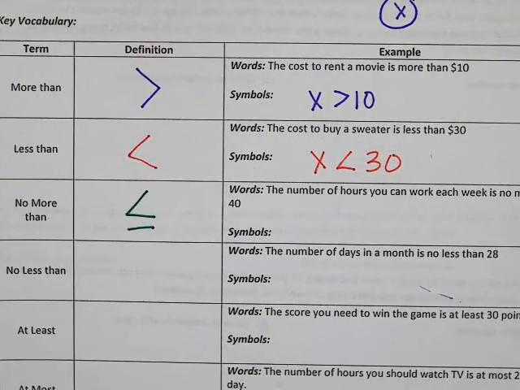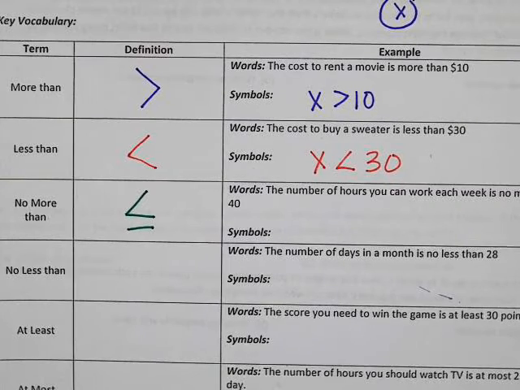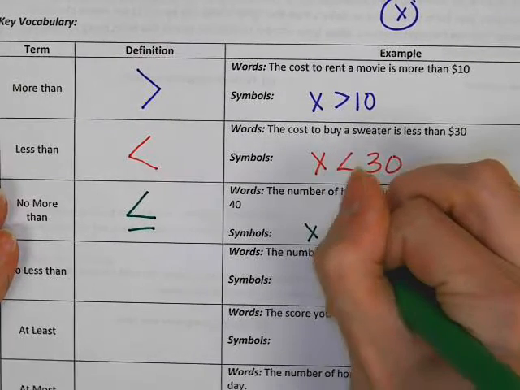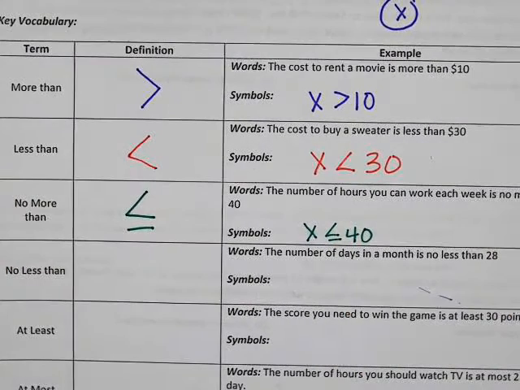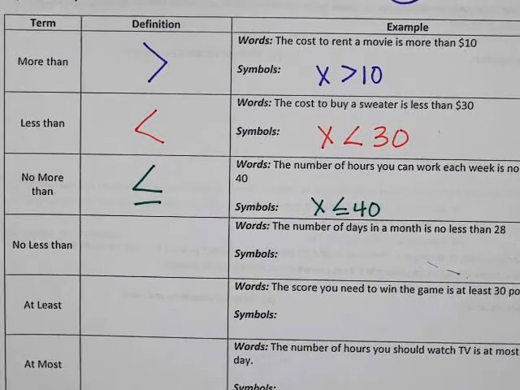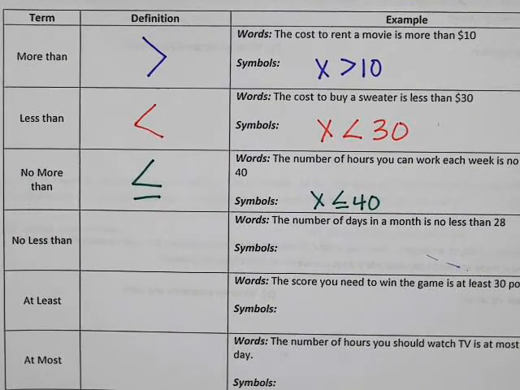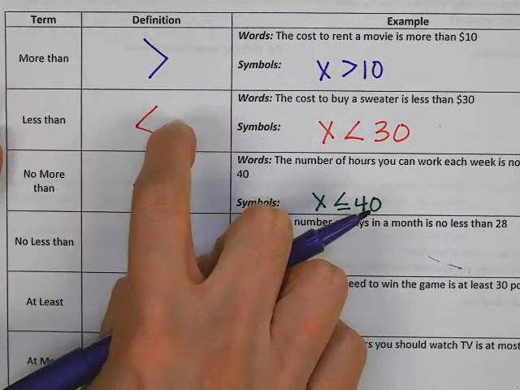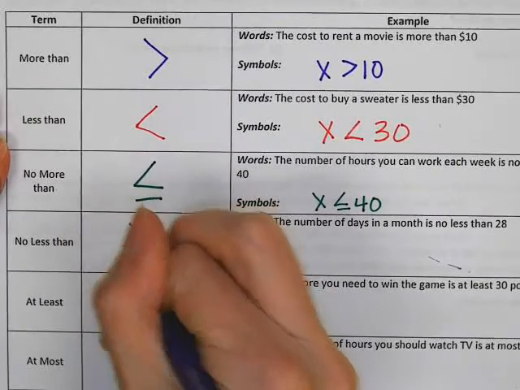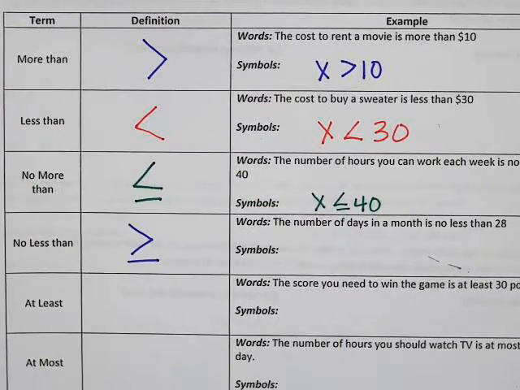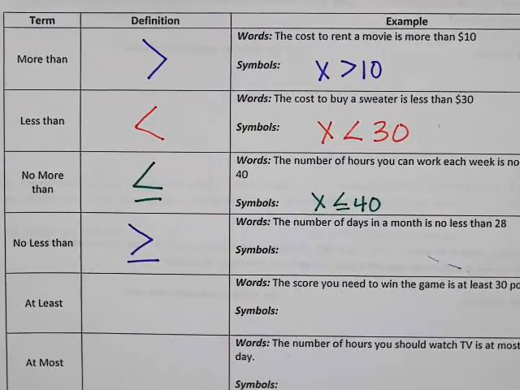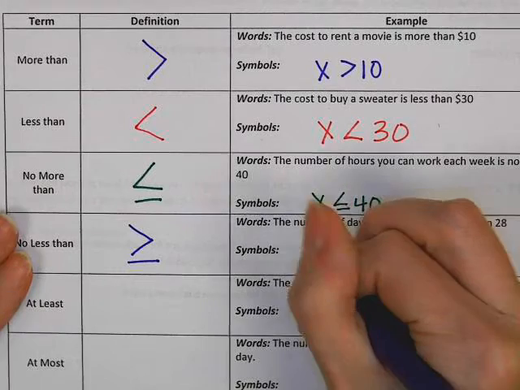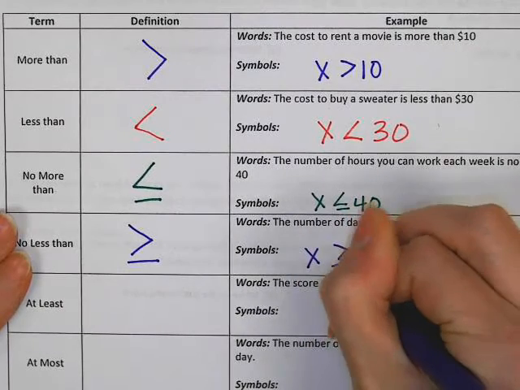So the number of hours you can work out each week is no more than, so X is less than or equal to 40. If it's not more, it's got to be less than or equal to. Similarly for the next one, no less than. If it can't be less than, the only options are greater than or equal to. So the number of days in a month is no less than. If it's not less than 28, it must be X is greater than or equal to 28.